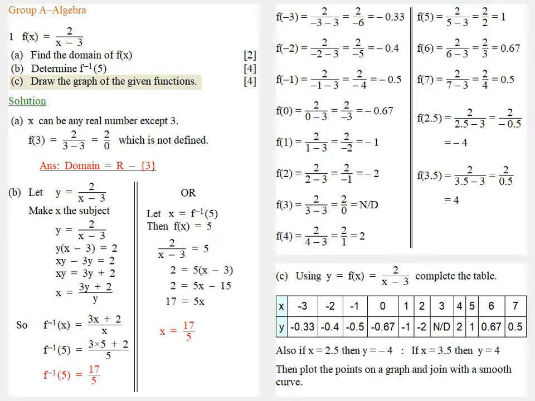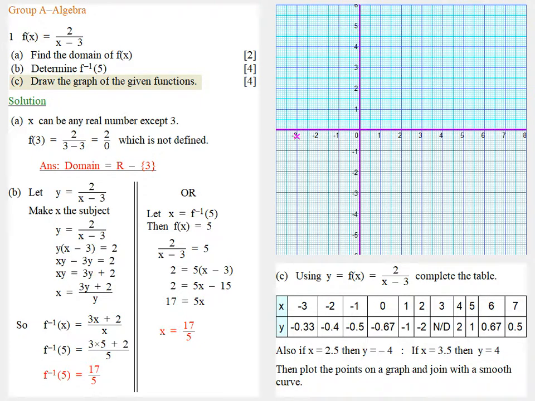Now, having filled in the table, we can plot those points on a graph and join with a smooth curve. The points are (-3, -0.33), (-2, -0.4), (-1, -0.5), (0, -0.67), (1, -1), (2, -2), (2.5, -4), (3.5, 4), (4, 2), (5, 1), (6, 0.67), (7, 0.5). That gives us the graph that we want.